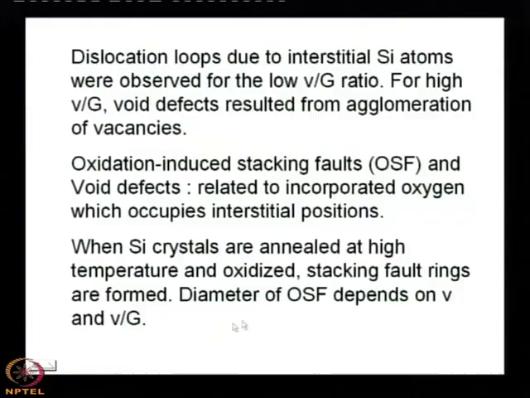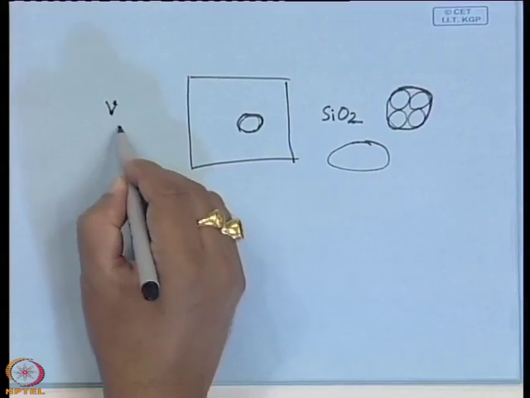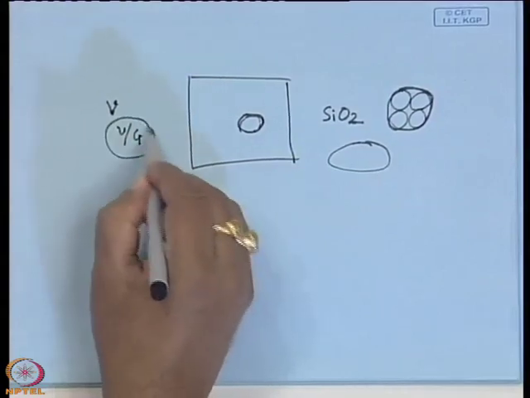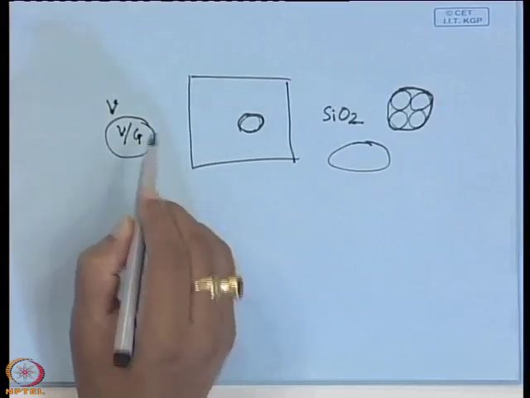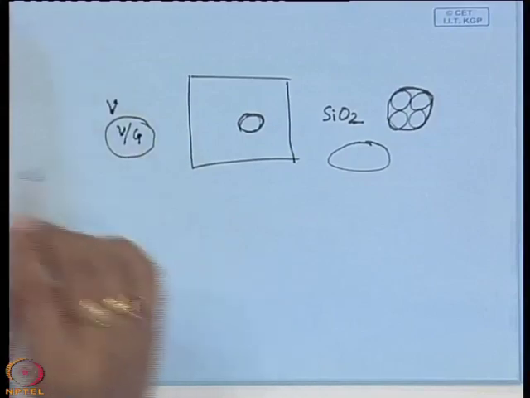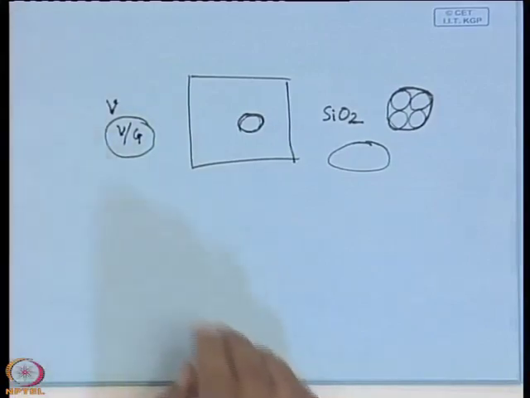And the diameter of OSF depends on V and V by G ratio. That means, V is the rate of crystal growth, and V by G ratio is the ratio between the rate of crystal growth and the temperature gradient in the liquid solid interface. So, as we discuss those things, we will find that basically it is the crystal pull rate or the growth rate and the gradient in temperature which play the critical role for the defects induced inside the crystal during growth, particularly for silicon.